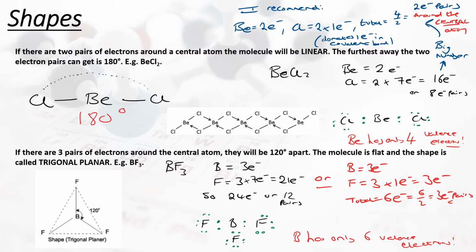Now, an example of this would be beryllium chloride. So if we're going to work out the shape of this, the first thing we do is check our central atom. The central atom is the beryllium in this case. We then think about how many electrons beryllium has. Beryllium's in group 2, so it has 2 electrons. We're then going to think about the chlorine, and here I'm showing it as counting all the electrons.